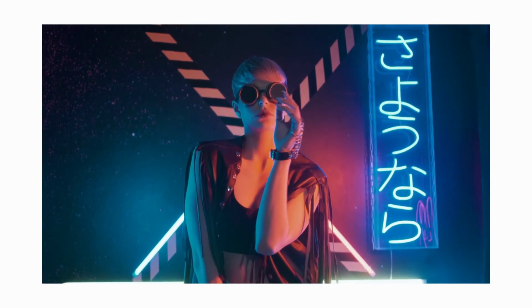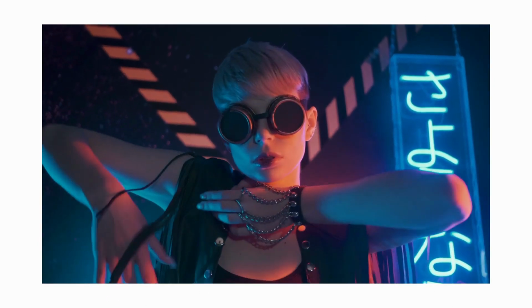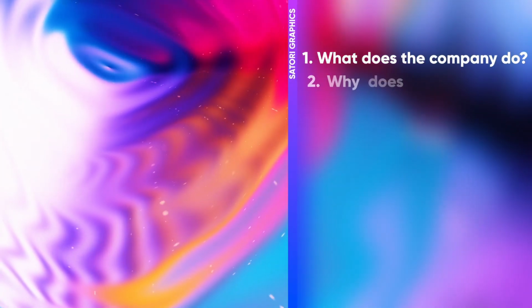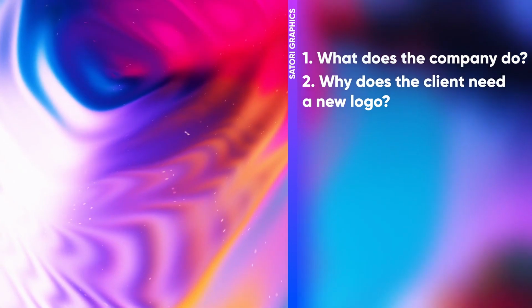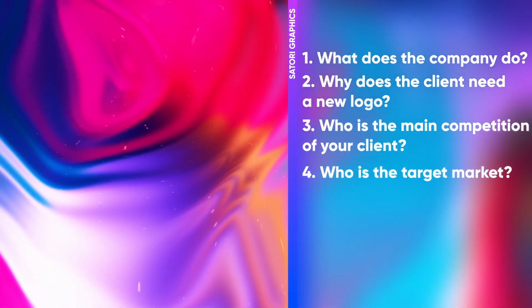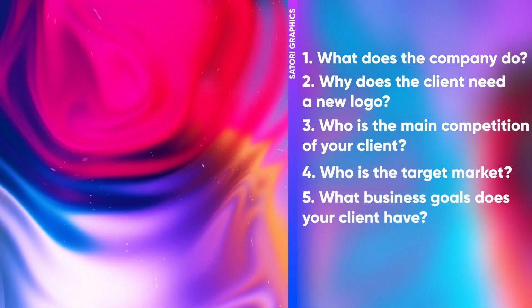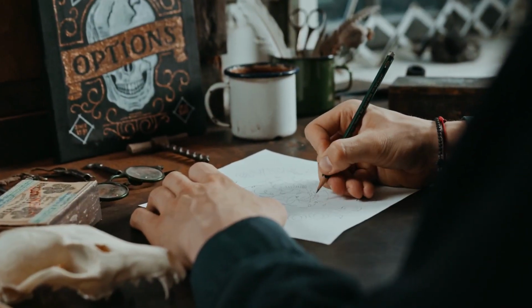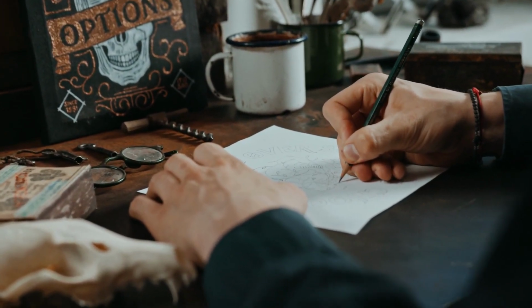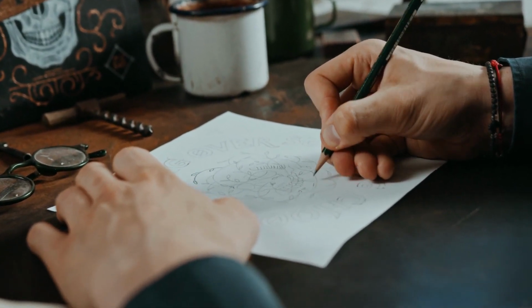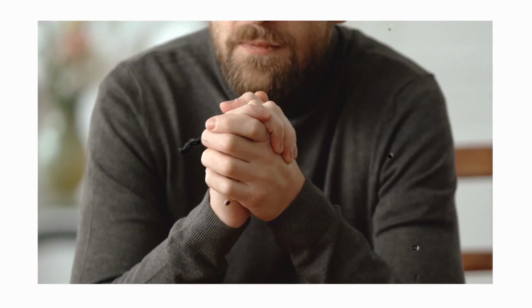And here are some of the main aspects that you should look into when conducting your research into your client and their brand and the company. What does the company do? Why does the client need a new logo? Who is the main competition of your client? Who is the target market? What business goals does your client have, and where has the company come from? Use these questions as the basis to fully understand your client, their brand, and the people who are trying to be marketed at through the business and the services. The better you understand all of this, the more efficient your logo is going to be.